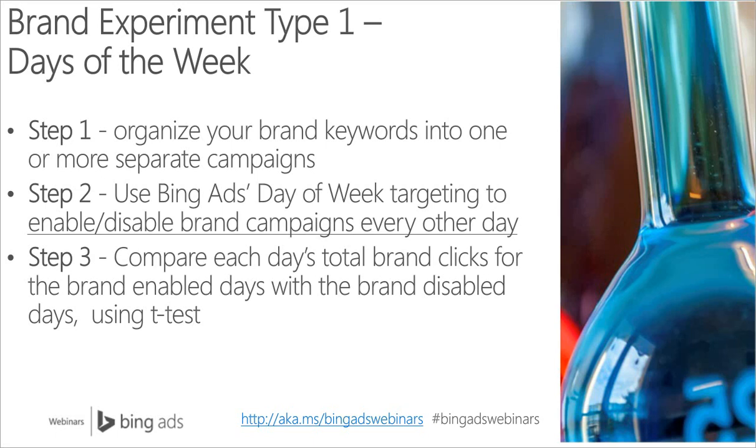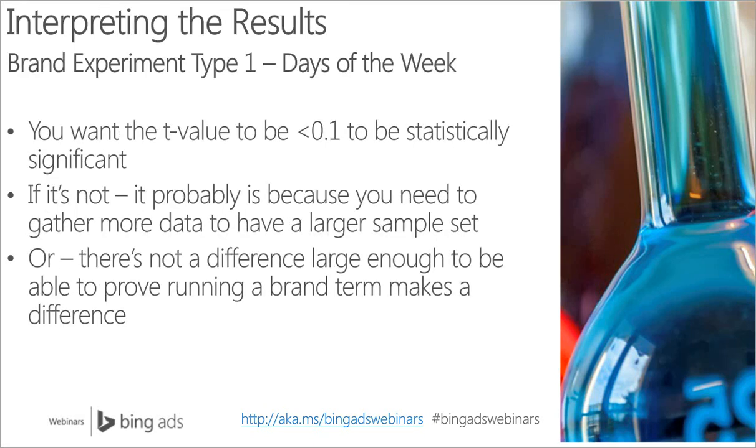So this is looking at your brand clicks by the days of the week. Once you collect that data and drop it into the Excel template, you have your results. This is how you figure them out. You want the t-value to be less than 0.1 to be statistically significant. What that means is that there's only a 10% chance that these two data sets come from the same distribution, a 90% chance that there is actually a difference, which is a normal threshold for determining statistical significance.